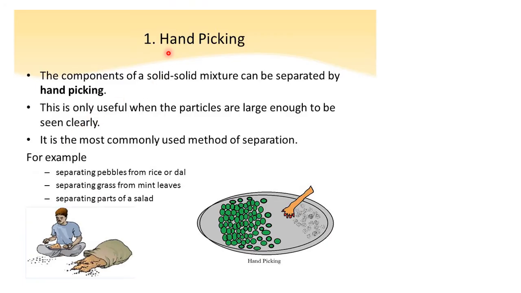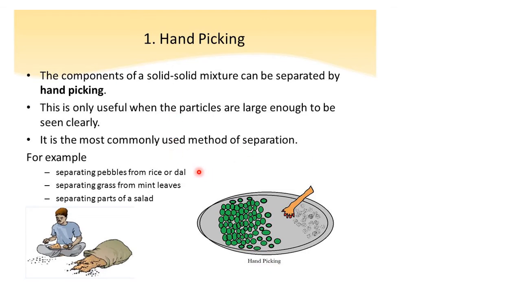So the first method is hand picking. In hand picking, the very important thing you have to remember is that, first of all, hand picking is for solid mixtures. Only when there is a solid mixture can the hand picking process be used. Next, it is only useful when the particles are large enough in size. If they are very small, then this method cannot be used. When the particles are large and the mixture is only solid, then only this method can be used.